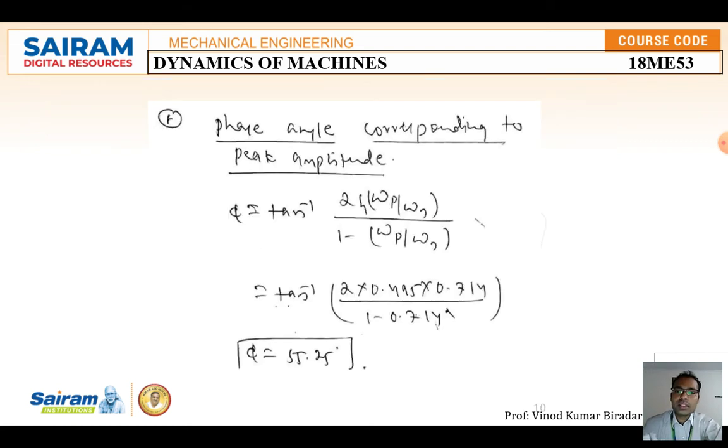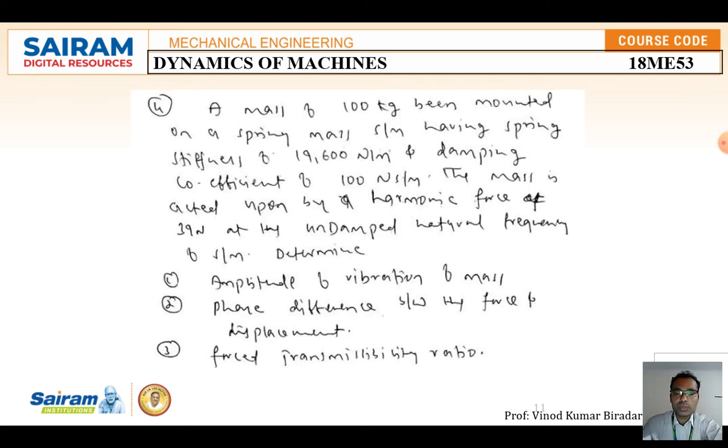The eighth one, the last one, is the phase angle corresponding to the peak amplitude. Phi is equal to tan inverse of 2 zeta omega p by omega n, whole divided by 1 minus omega p by omega n whole square. Here also we have all the values. Just substitute, and you get the phase angle corresponding to the peak amplitude is equal to 55.25. This is the angle the system makes with respect to the peak amplitude. Like this you are going to solve problems on forced vibration. This is just to remember the list of formulas, that's it.